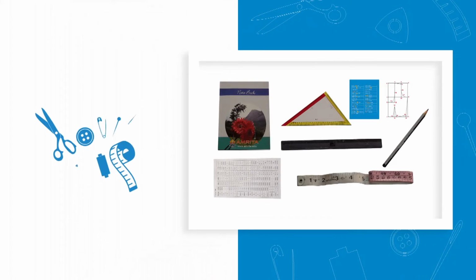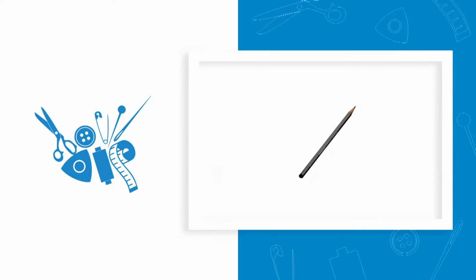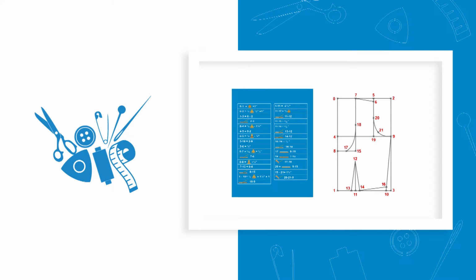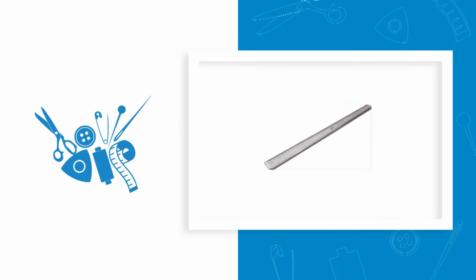First, let's familiarize with the tools and materials required for doing this exercise. They are notebook, pencil, triangular scale, measuring tape, back piece pattern and drafting instructions, fraction table, and scale.